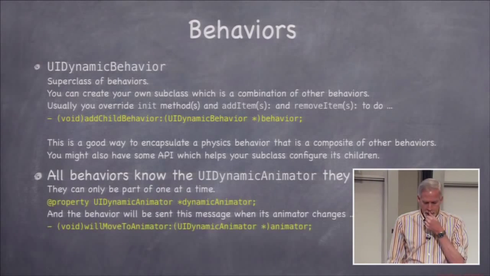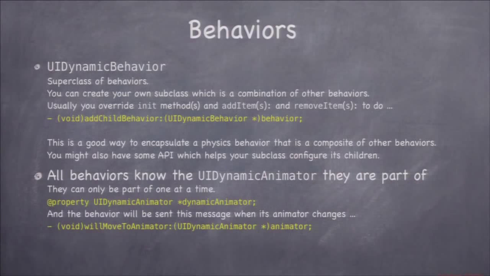What is more, all UIDynamicBehaviors, gravities, collision, your own custom ones, whatever, they know what dynamic animator they are in. They have a property called dynamicAnimator, which says what dynamic animator they're in. And there's kind of a view controller lifecycle thing of UIDynamicBehaviors, which only has one method in it, willMove(to animator:). So that gets called every time it gets moved to an animator or out of an animator.